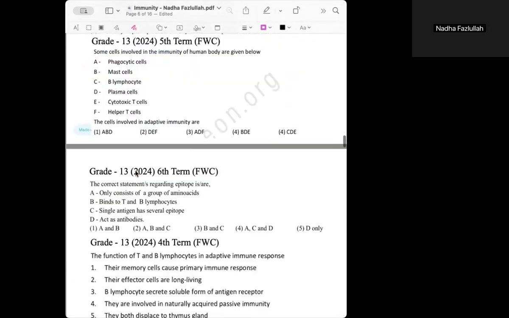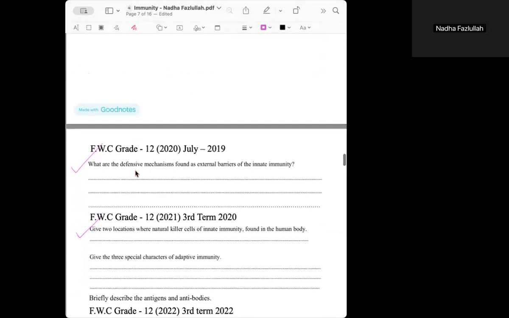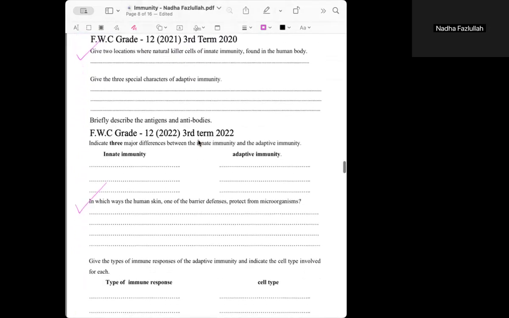In the next page, you don't have any question. Then move on to the other page. The first two structured essay questions you can do: the defense mechanisms found as external barriers of innate immunity, the 2020 July 2019 question and 2020 third term, and the locations of natural killer cells of innate immunity. These two questions. Then come down, 2022 third term, about skin: in which ways the human skin is protecting against microorganisms. Not the difference, the second one.